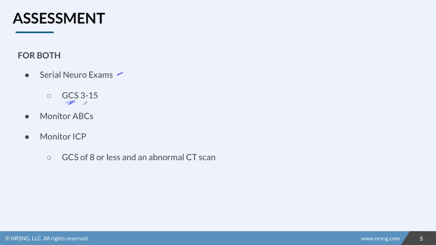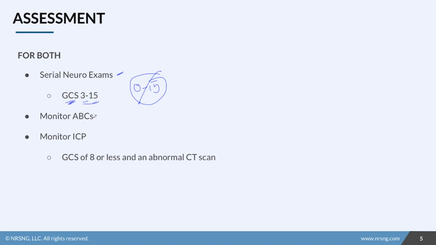And the scale goes from 3 to 15, not 0 to 15. That's a no. 3 to 15. Okay? Again, I've said this before, I'll say it again. The computer screen you're watching this on has a GCS score of 3. So make sure you document those GCSs right.